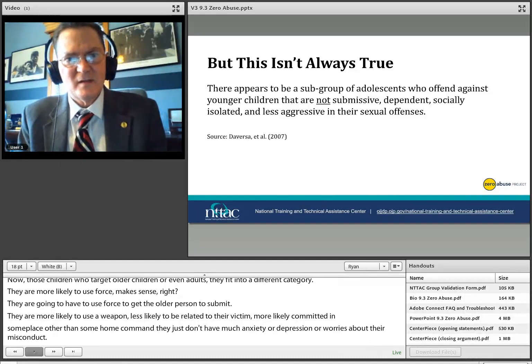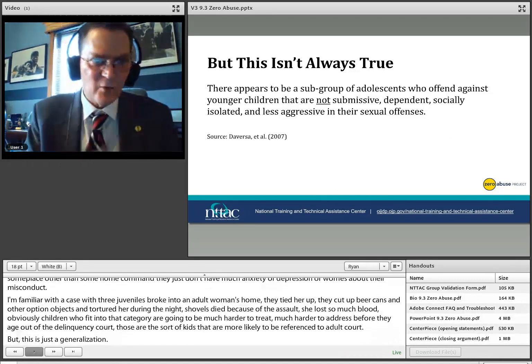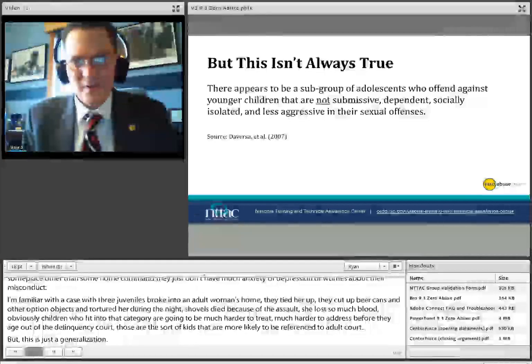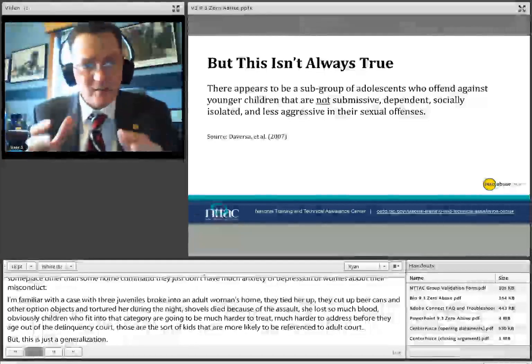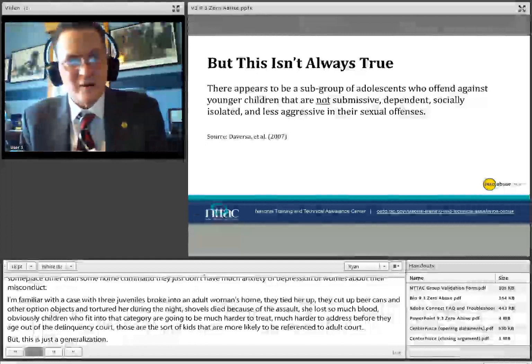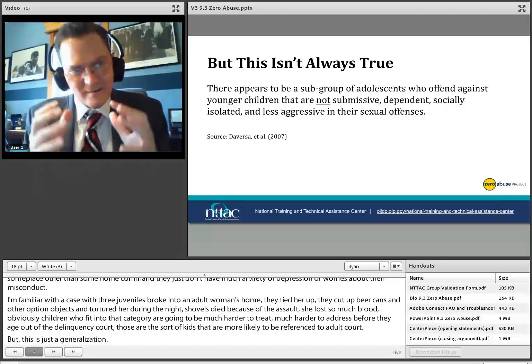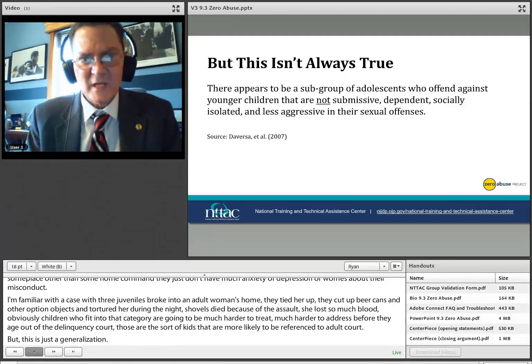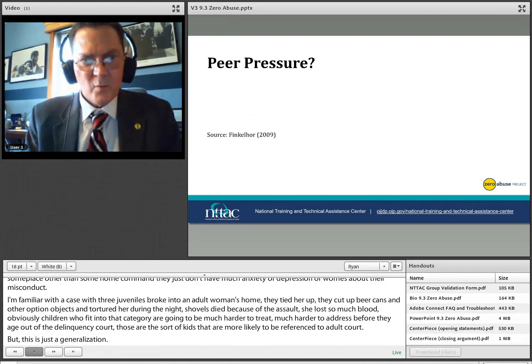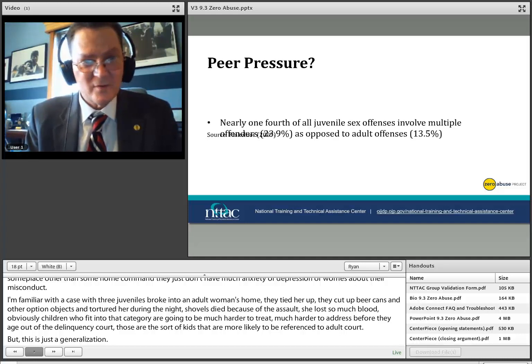But this is just a generalization. You're going to have to get to know each particular offender. There is a group of adolescents who offend against younger kids, but they fit into this more concerning category of more difficult to treat. And you may have a juvenile who violates someone older than themselves, but they fit into a category where they will be easier to treat.